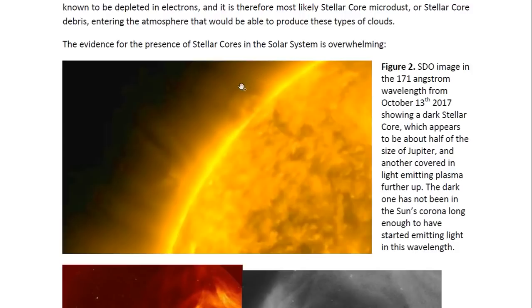Here's another one. This one is covered in plasma, but you can still see the clear outline around it, which is clearly due to a spherical object being in the sun's corona. But this one is covered in an atmosphere which it has absorbed from the sun. So it's most likely been with the sun much longer than this one. This one is most likely a recent arrival. It has not had the time to absorb enough plasma from the sun to develop an atmosphere from which it can emit light.